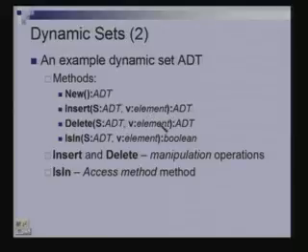Similarly, this removes the element V from the set S. So, these are two methods for updating the set. This is a method for constructing the set, and this is one of the access methods. All it is telling us is whether this element is in the set or not. The return value of this method is of type Boolean. If V is in the set, then it says true and otherwise false.